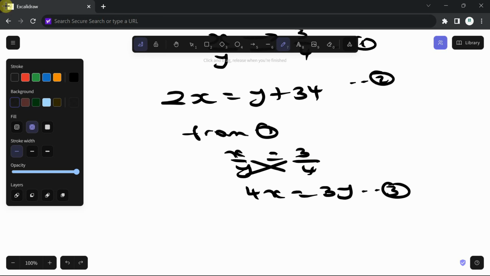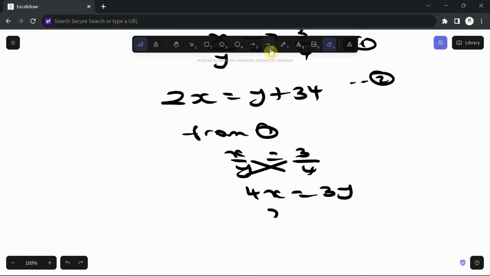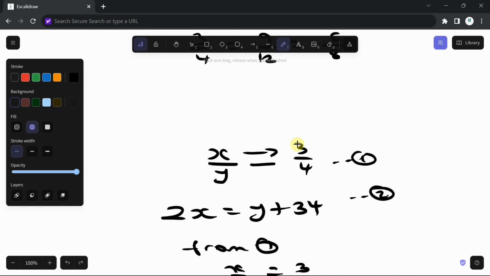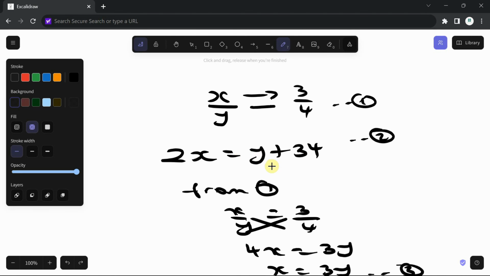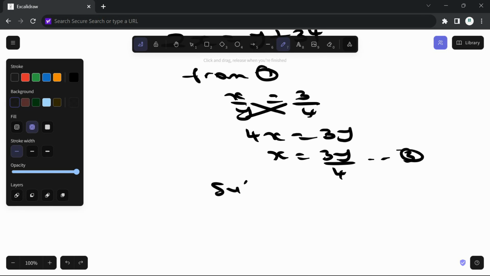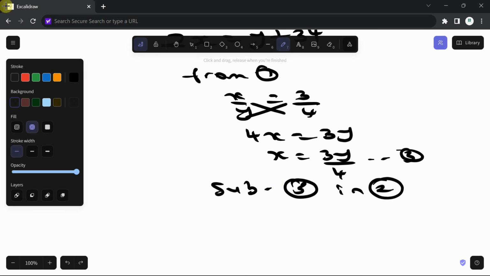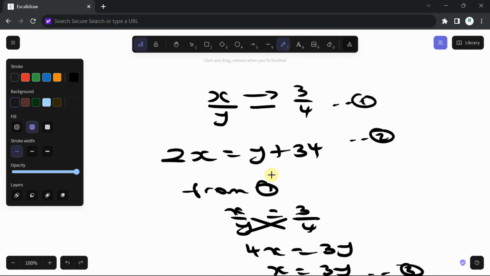Great. So before I make this equation 3, let me make x stand alone. So x would be equal to 3y over 4. So this is equation 3, and I got it from equation 1. So I cannot substitute in equation 1. I have to substitute in the other equation, which is equation 2. So substituting 3 in 2, wherever I see x, I'll put 3y over 4. So that will be 2 times 3y over 4 is equal to what? y plus 34.